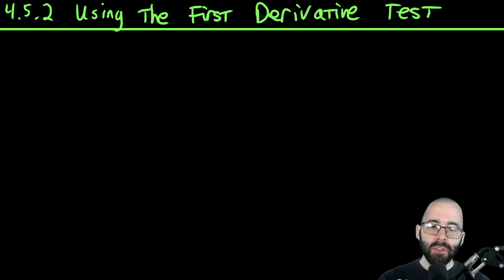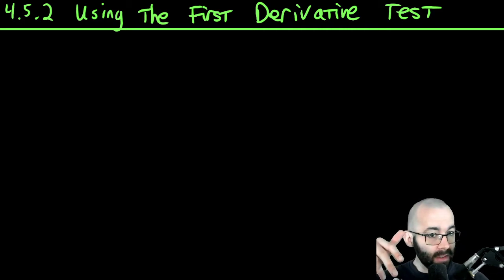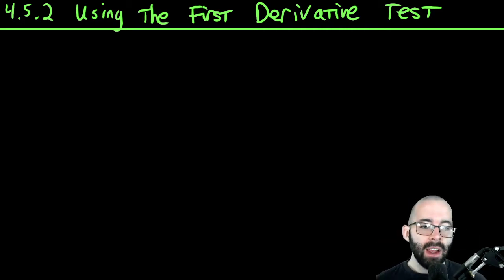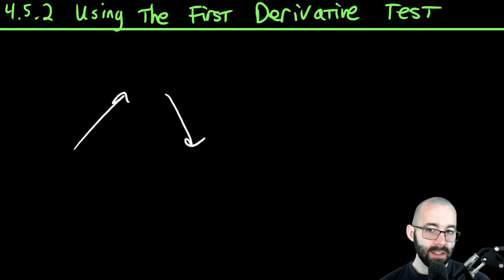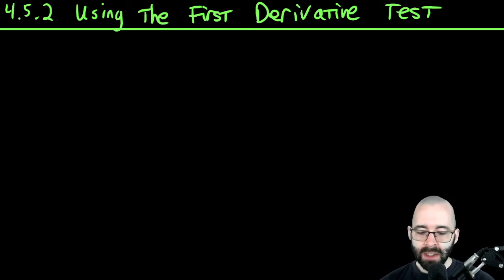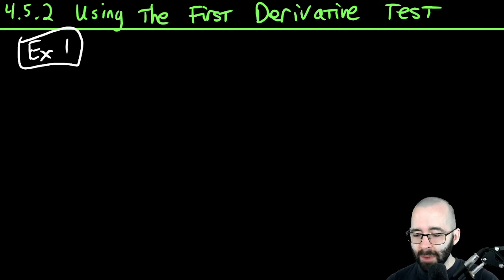Okay, the first video of this section was all talking about conceptual things: increasing, decreasing, positive derivative, negative derivative, and its connection to the first derivative test, where if we have a critical point and we go up and then down, and it's continuous, that's a local max. And similarly for local mins. This video is just going to get some practice using this and connecting some concepts with 4.3 as well. Example 1, our very first example.